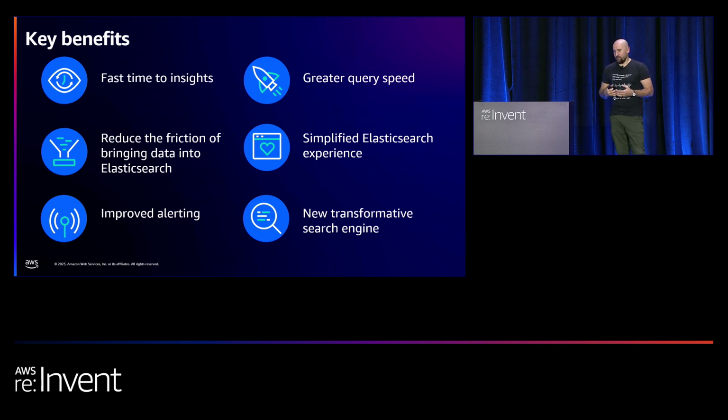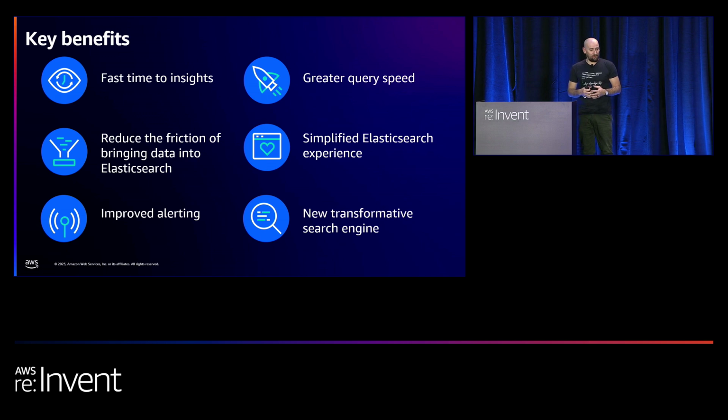Improving alerting, we showed that as well. By enabling the ability to aggregate in the alert rule types, it's super powerful and can enable users to do much more than what they can do today. And then, of course, the new transformative search engine that we are enabling. So, yeah, this is what we have for you today in terms of ESQL.